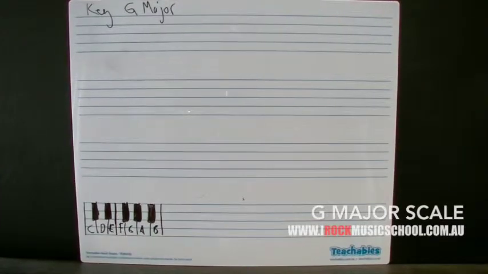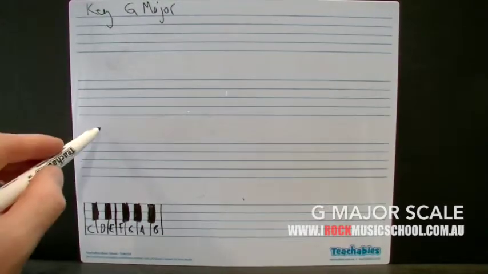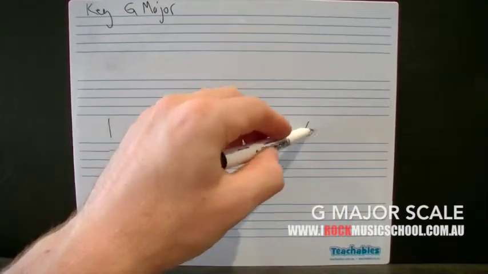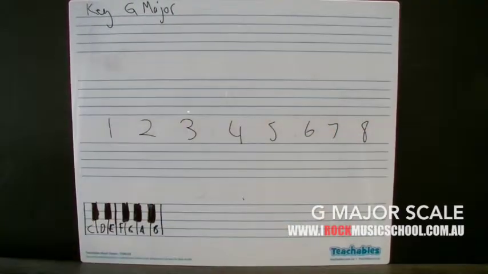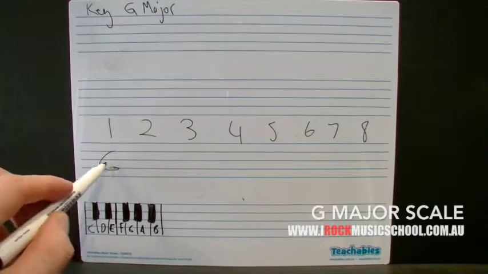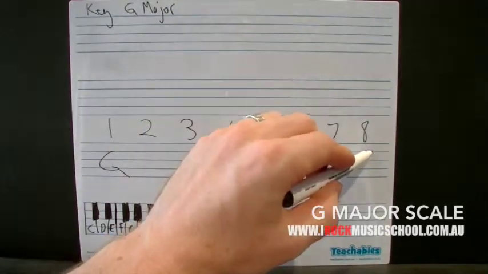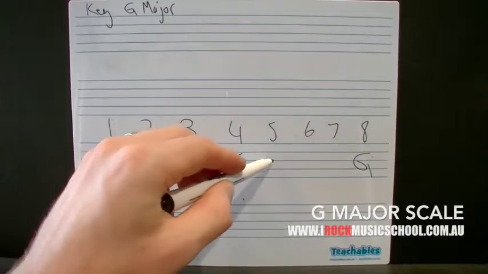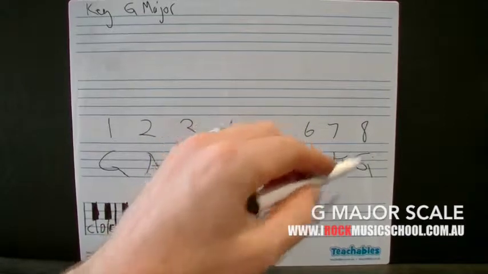Okay, so let's work out the notes in the key of G major. First of all, we're going to write down the scale degrees. 1, 2, 3, 4, 5, 6, 7, 8. Now we're going to write down the notes. G at the beginning, G at the end, A, B, C, D, E, F, G.